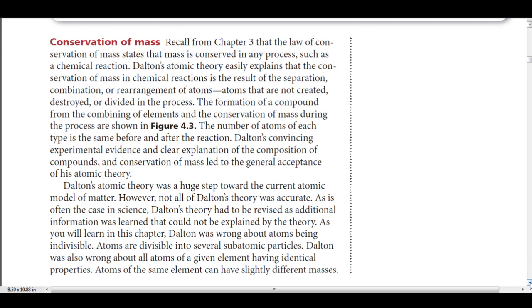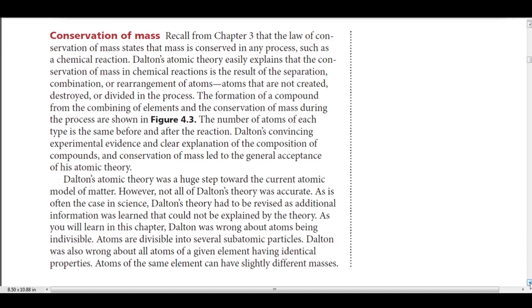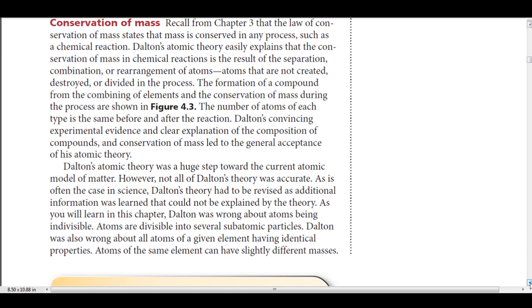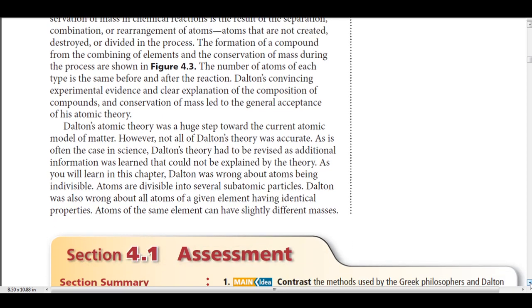Dalton's convincing experimental evidence and clear explanation of the composition of compounds and the conservation of mass led to a general acceptance of his atomic theory. This was a huge step toward the current atomic model of matter. However, not all of Dalton's theory was accurate. Often in the case of science, Dalton's theory had to be revised, and additional information was learned that could not be explained by the theory.